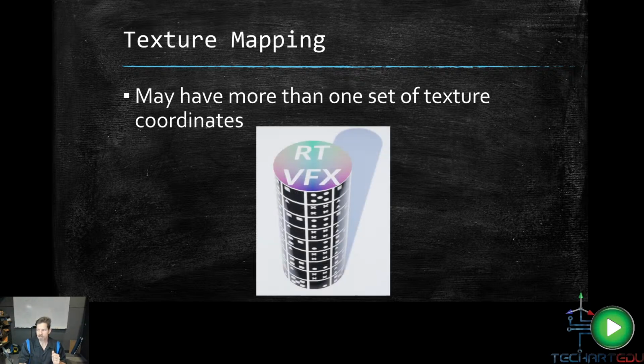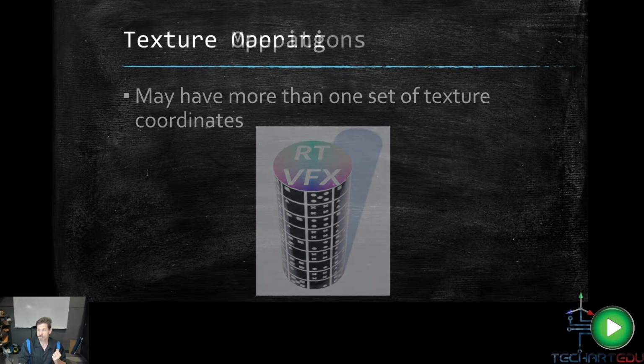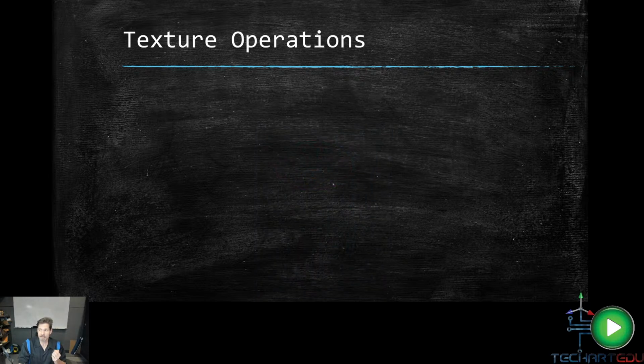Now, if you see in this example of this cylinder, the cylinder on the sides is wrapped with one set of UV coordinates, but the top of it is wrapped with another set of UV coordinates. So we've got two entirely different textures on this object at any given time. So it doesn't have to be limited to just one. When you're dealing with multiple texture coordinates, now you're really starting to deal with power and opportunity. Now, what kind of operations can you perform on the textures?